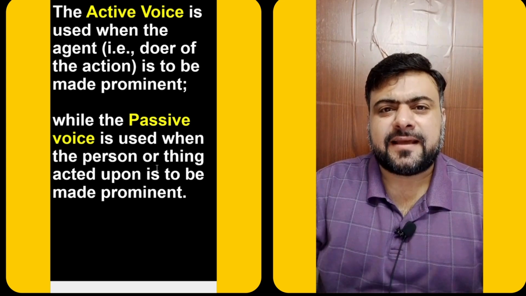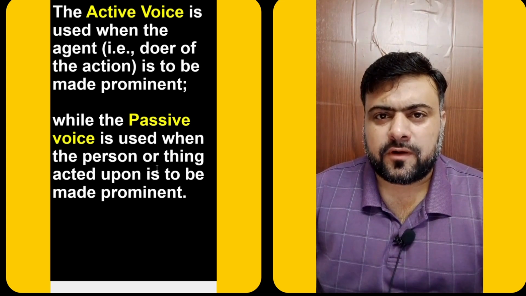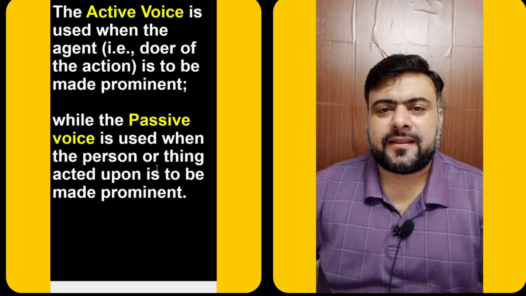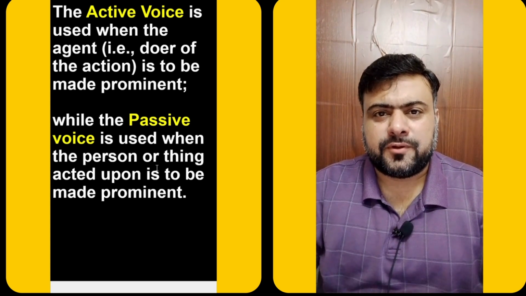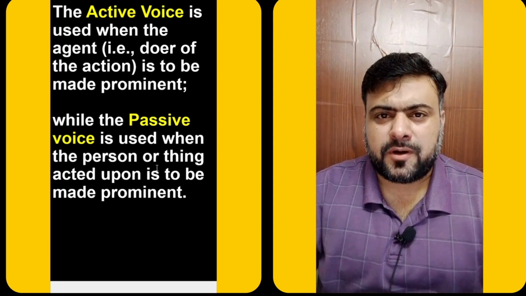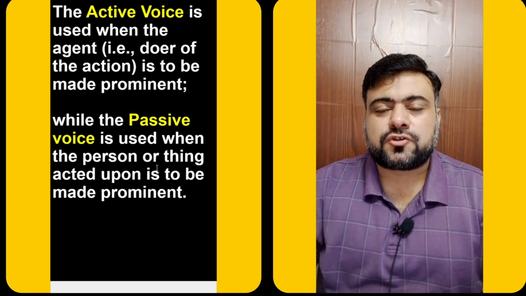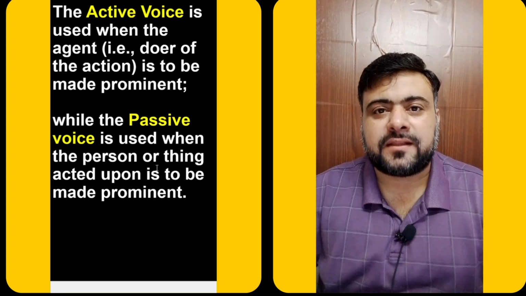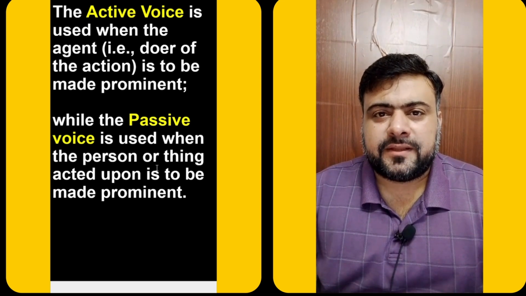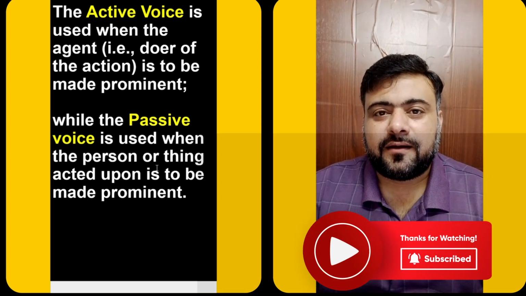But if I say Titanic was released in 1997, now the Titanic is not the doer of the action, it is the thing that the action has been done to. But the actual doer of the thing, the producers or the company, that is not prominent, that is not important for me. The important thing is Titanic. So I use the passive voice to give more importance to the Titanic rather than its producers or the company that released it. So I say Titanic was released in 1997.